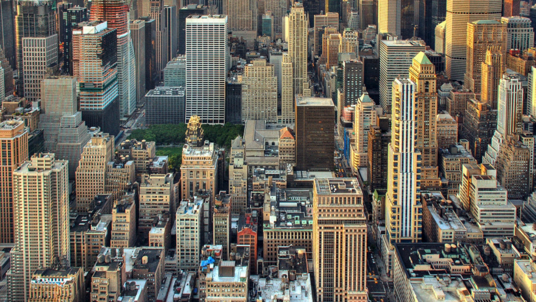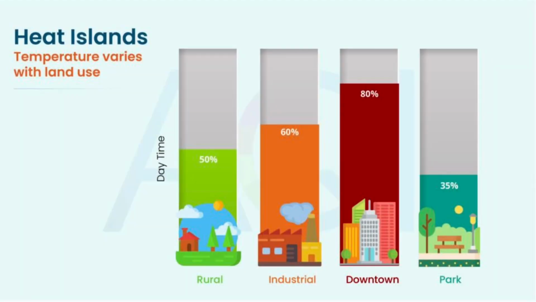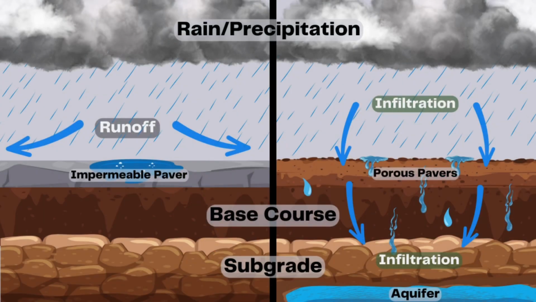Urban areas have vast stretches of concrete, asphalt, and buildings which all absorb and retain heat more effectively than natural surfaces, like vegetation and soil. As a result, this leads to higher daytime temperatures, as these surfaces absorb more and more solar radiation.